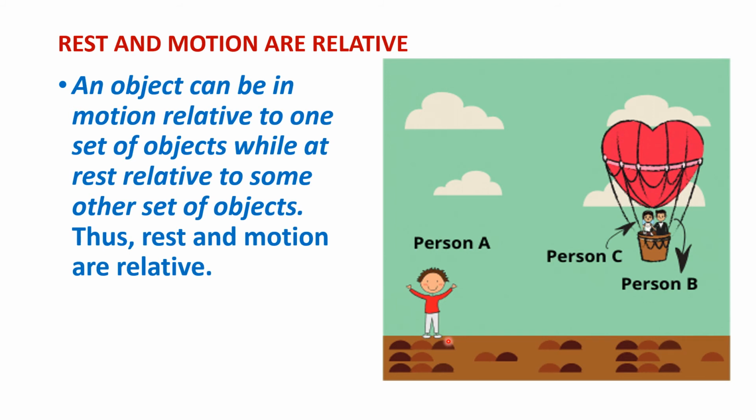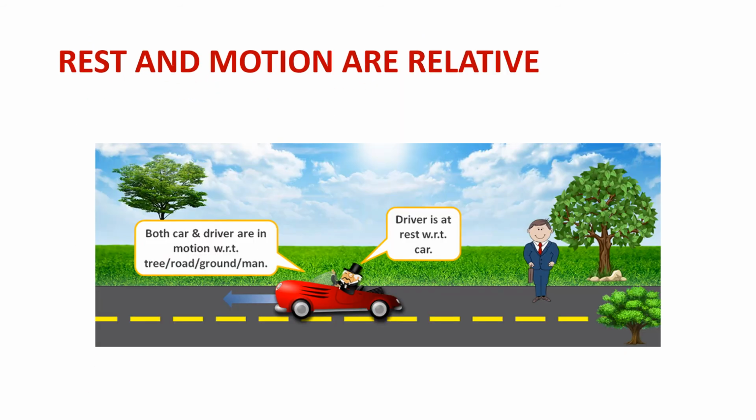Like if two people are sitting in a car and moving together, then both will be at rest with each other. But if you look outside at the tree, you will see that you are moving away from the tree. So in that case, relative to the tree, you are in motion. But with respect to each other, you are at rest. So that is why we say rest and motion are relative. Okay, so I hope you are able to understand this. It is very important.